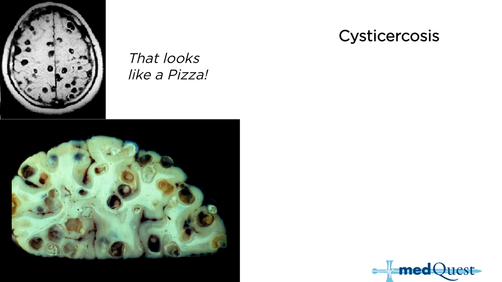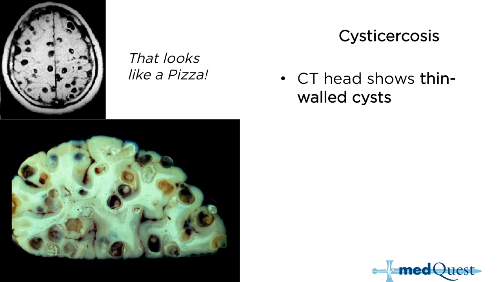Now, cysticercosis, with the emphasis on the cysts, it's a brain that looks like a pizza. When the moon hits your brain like a big pizza pie. And it shows thin-walled cysts. Cysticercosis comes entirely out of uninspected meats, because the organism gets into the meats and you don't throw it away.